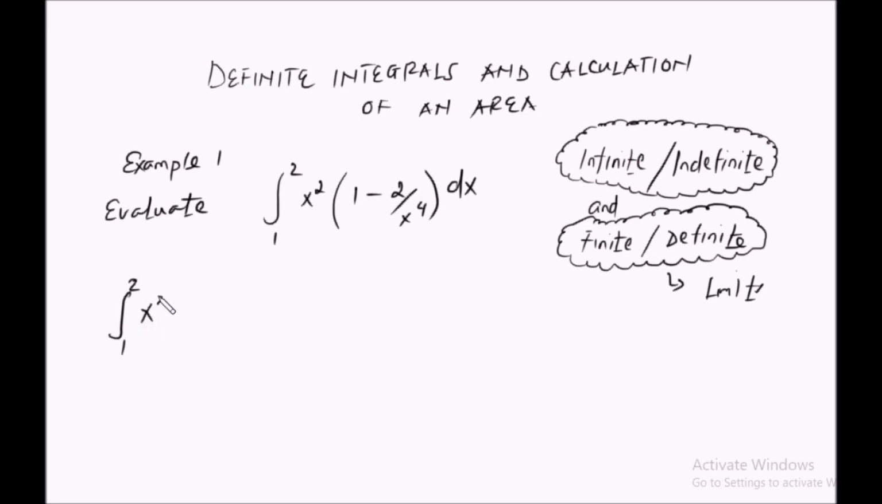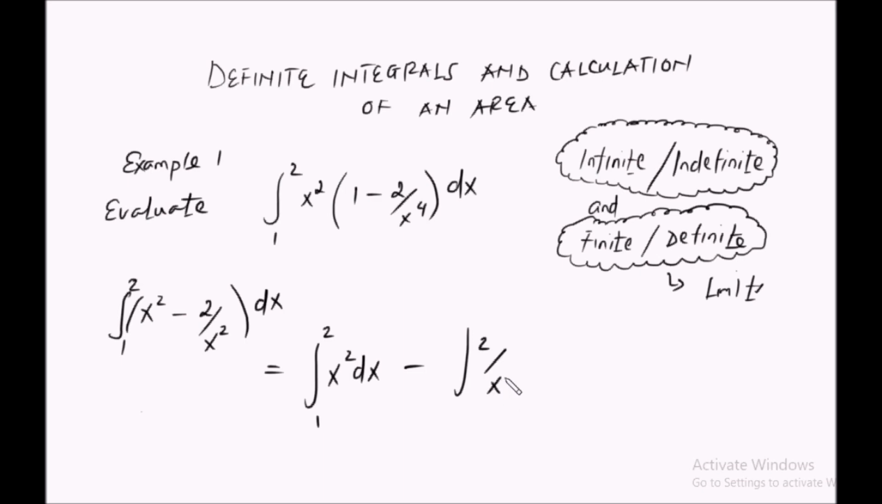So x squared times 1 ni x squared. Alafu x squared times 2 over x power 4 itakuwa ni 2 over x squared, dx. So baada ya hapa tukasema hii ni sawasawa tu na uintegrate. Sasa hizi limits lazima uziweke. Sasa naintegrate hivi x squared peke yake and then minus uintegrate hii hapa peke yake. So never forget the limits.